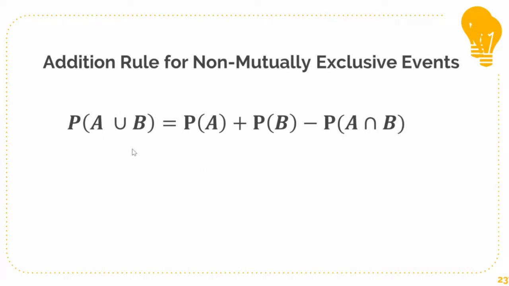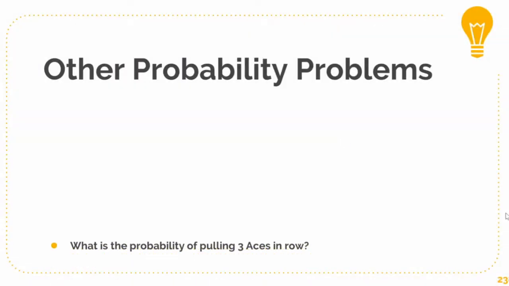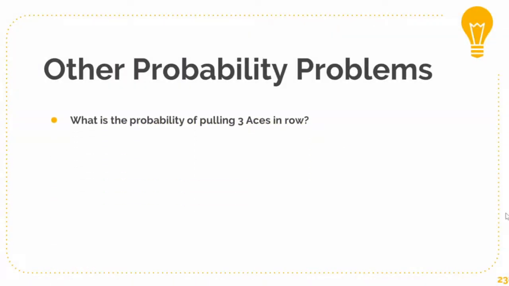So this is exactly the formula we discussed in the previous slide. The probability for non-mutually exclusive events, the probability of A or B occurring, is the probability of A plus the probability of B minus the probability of A and B occurring. So let's look at some other probability problems.